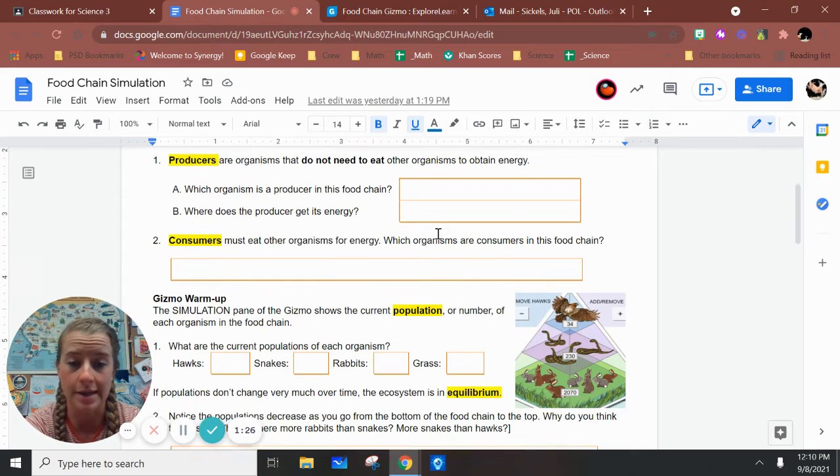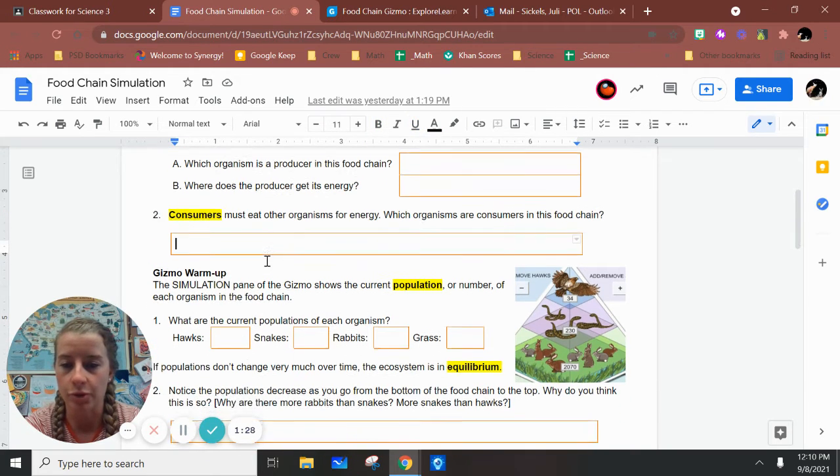First one is, which of those does not need to eat? Which of those are consumers? Which of them do need to eat?